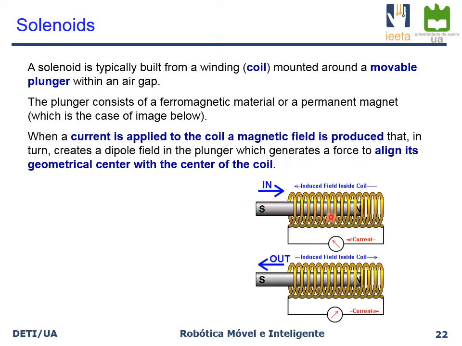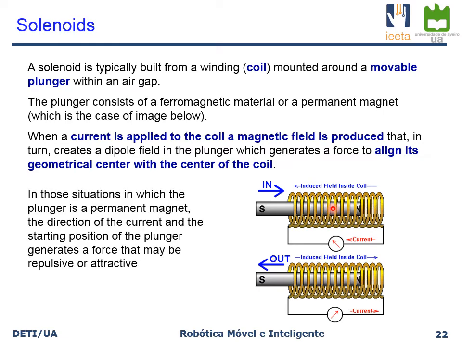So in this particular situation, whenever you apply this current, the plunger, which is to the left of the center of the coil, will be moved in and aligned with this coil. In these particular situations, if you reverse the current, then the force or the magnetic field will also be reversed. In this particular case, the force will be repulsive instead of being attractive, which means that it will push the plunger out of the coil.